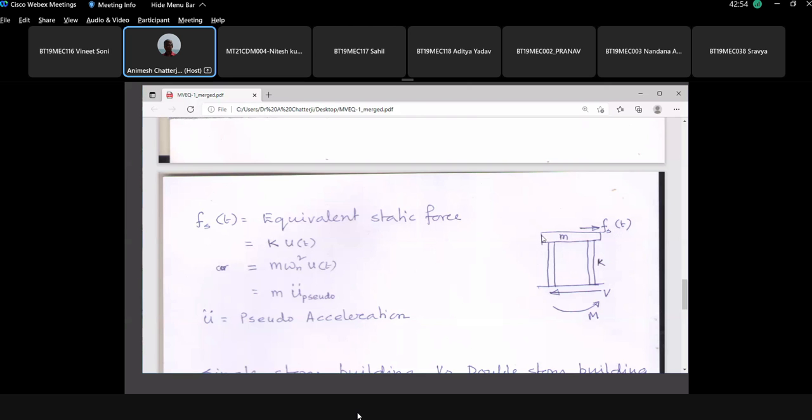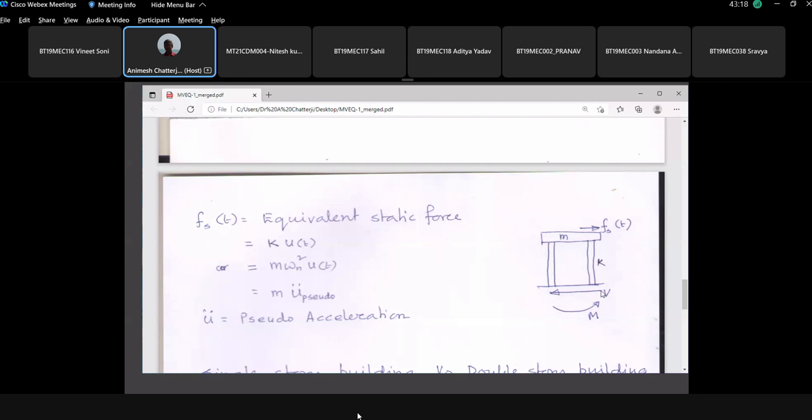So when that much force is applied on the slab of the building, what will happen? That force will create a shear force at the ground level and a bending moment at the ground level. So now this concrete beam is designed against 3 things.